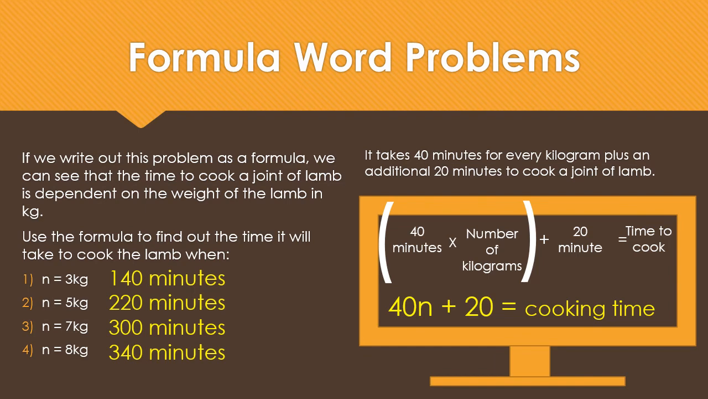Then we do the same with our 7 kilograms. So we get 40 times 7. We can do 4 times 7, which is 28, so 40 times 7 is 280. And then we add on our 20 minutes to get 300 minutes.